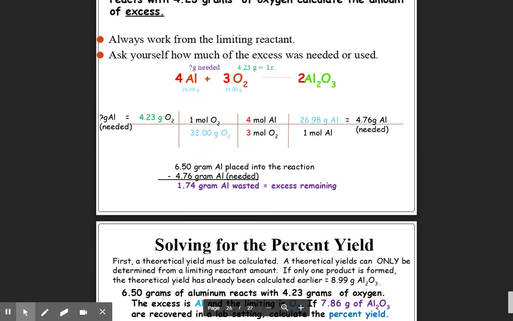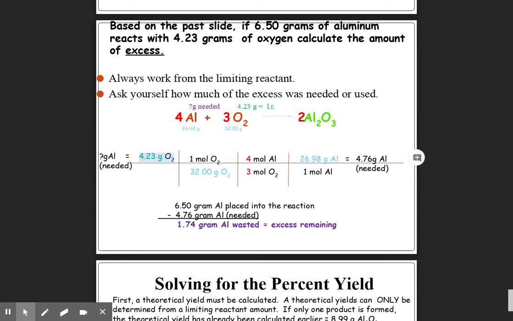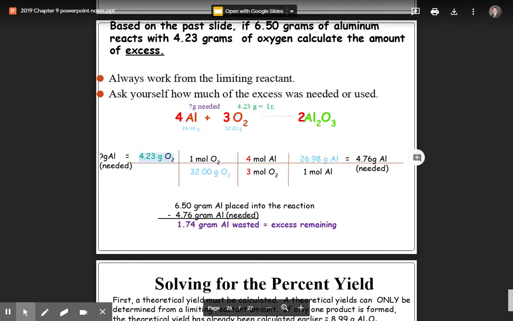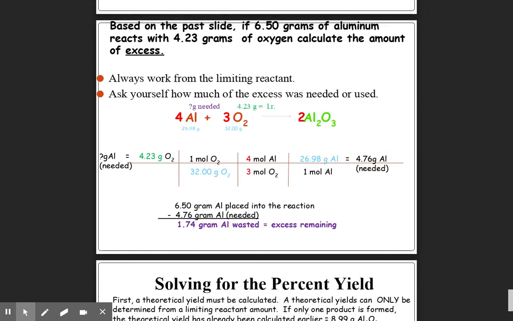If you want to write it out in words, and I would highly advise that, the question is, 4.23 grams of oxygen needs how much aluminum to react? So I can do that. Convert from grams of oxygen to moles of oxygen, moles of oxygen to moles of aluminum, to grams of aluminum. Based on that calculation, I see that 4.23 grams of oxygen, which I'm going to run out of, requires 4.76 grams of aluminum to react. So I know I'm going to use up 4.76 grams of aluminum.